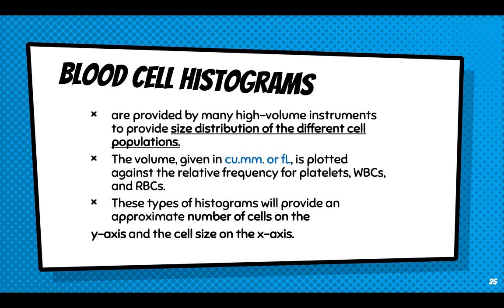So as you all know, we are actually measuring them according to their sizes. So technically, your machine is able to discriminate your platelet from your RBC, from your WBC, according to their sizes. Okay, so the volume given in cubic millimeter or in femtoliter, F-E-M-T-O liter, is plotted against a relative frequency for platelets, WBC, and even RBC. So these types of histograms will provide an approximate number of the cells coming from your y-axis and the cell size coming from your x-axis.